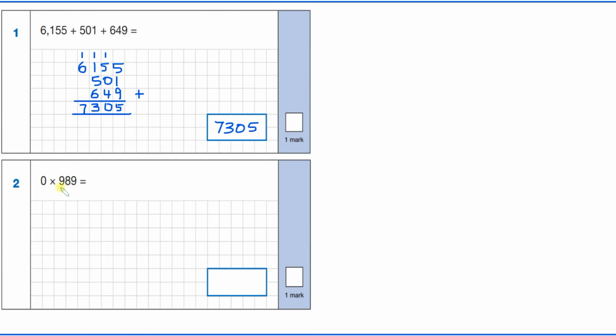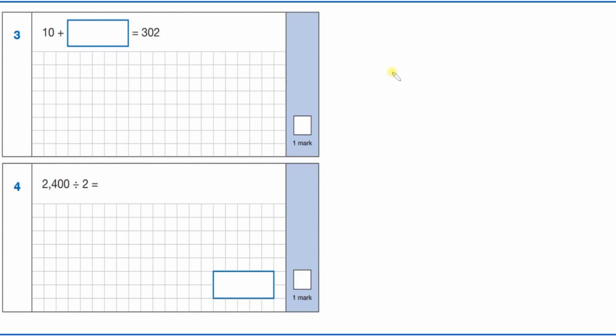Any number multiplied by 0 is 0 itself. So the answer for question number 2 is 0. Question number 3, 10 plus something equals 302. You need to do the reverse operation, which means taking away the 10 from 302 to get the answer. So 3 becomes 2 and it will give 1. This becomes 10, 10 becomes 9 and this will give 12.